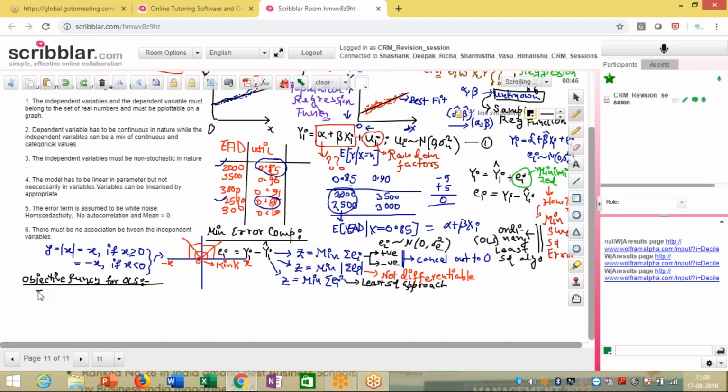Now, coming to this concept of summation ei square. Observe that ei square not only solves the problem with the signs, because every time you square it, you are solving the problem of its signs, but also, because it's a squared function, it is very easily differentiable. So how would your function look then? It looks something like this: ei square is yi minus yi hat whole square, right?